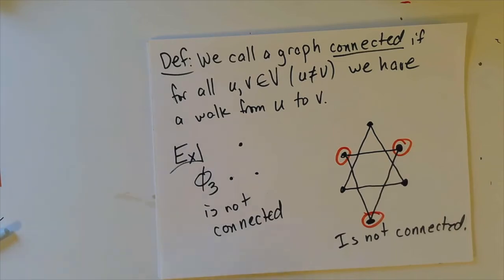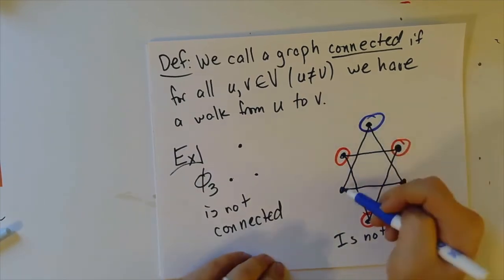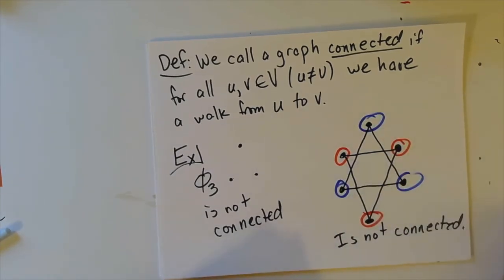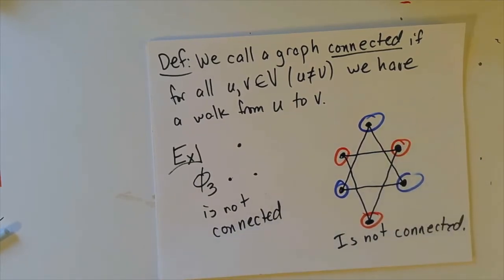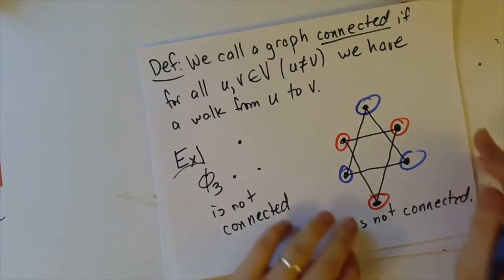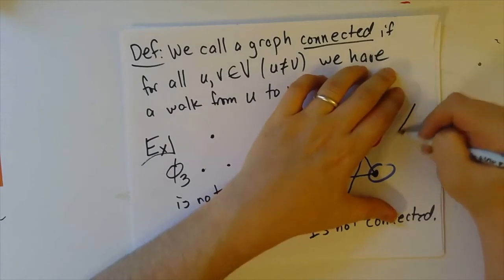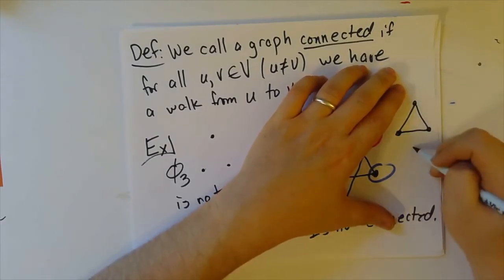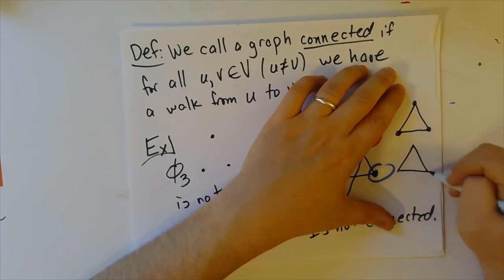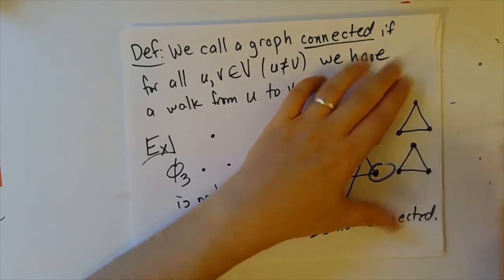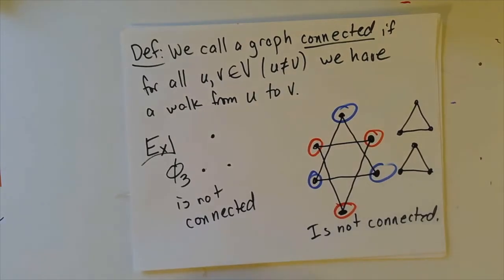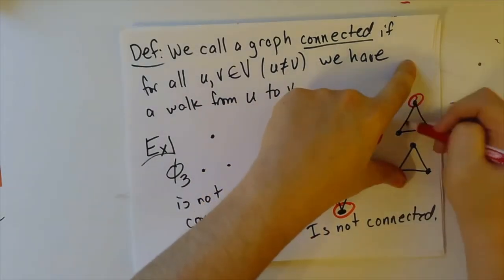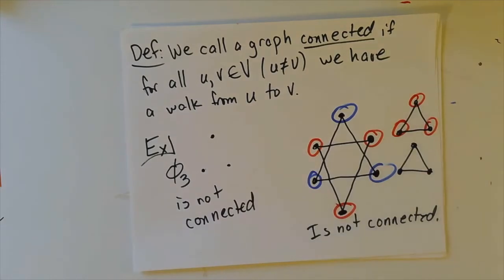other points. Likewise, if I started at this blue point, I could get to this blue point over here and this blue point over here. But I could never get to any of the red points. So really, this is just a very misleading way to draw a graph that actually looks like this. Where I've got a red triangle and a blue triangle.